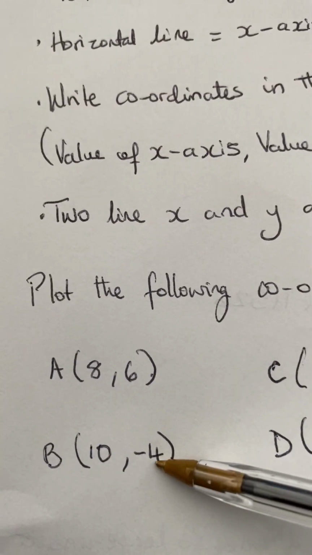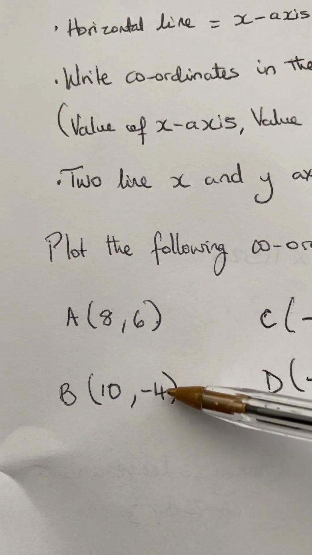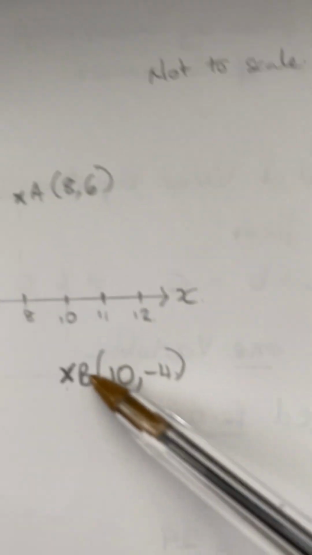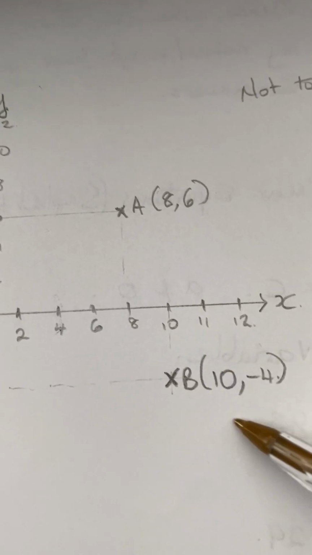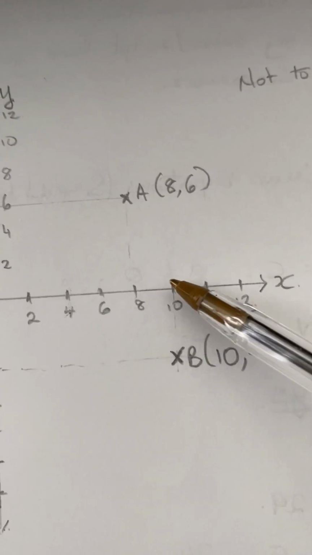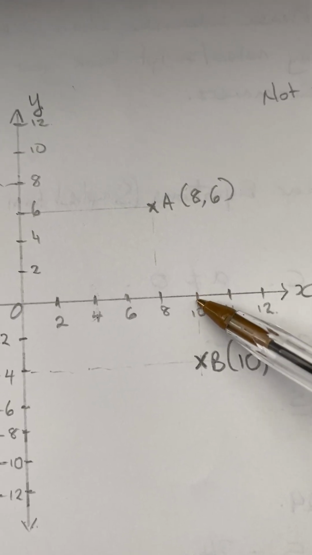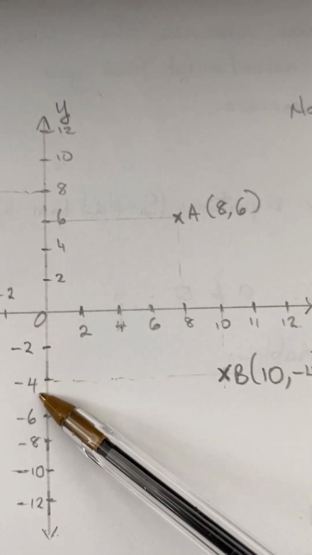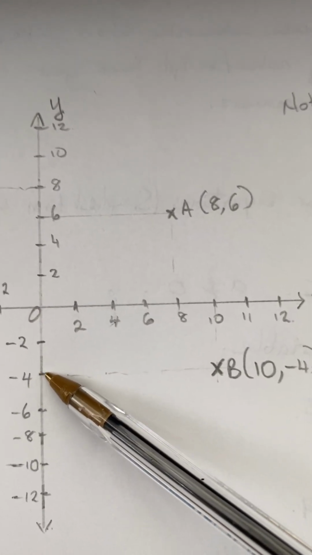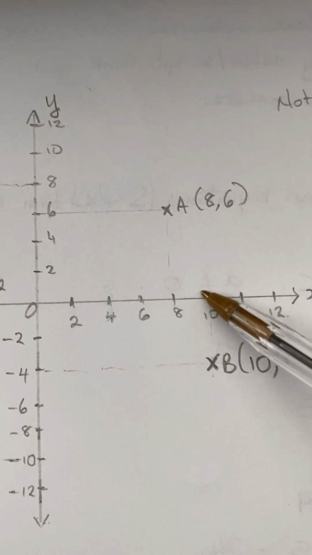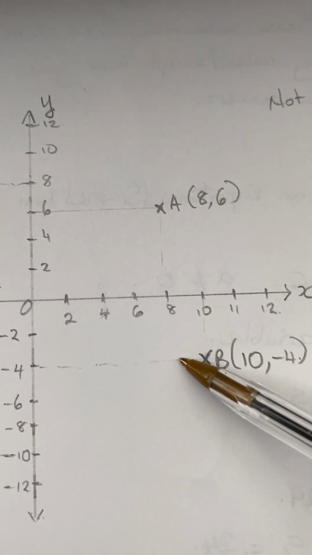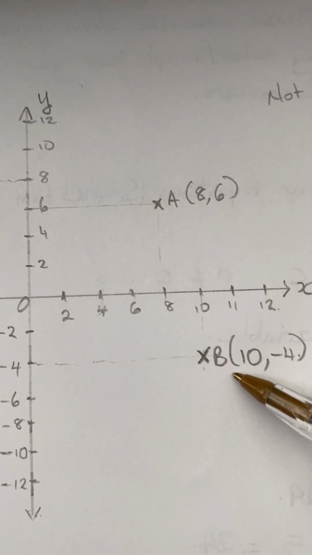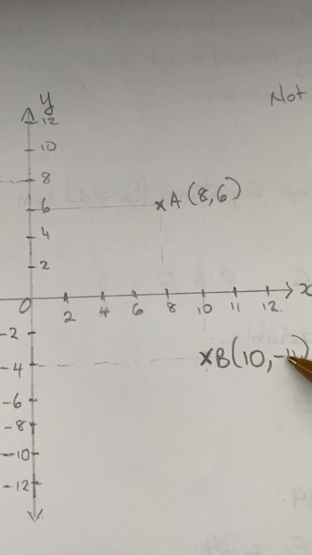The second point B is 10, minus 4, sorry, not minus 14. So B is (10, -4). So 10 here, which is positive, and -4 on the y-axis is below 0, so we connect them with a faint line, and where the two lines meet, our x value and our y value, 10 and -4, will be our B. The x comes first, followed by the y.